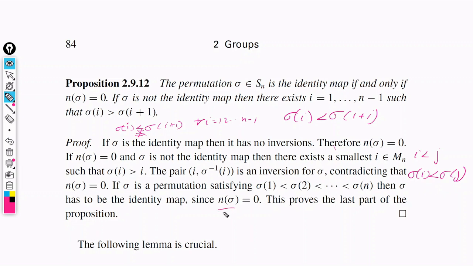That means there is no inversion in this sigma, so n(sigma) equals 0. We have already shown that if n(sigma) equals 0, then sigma is an identity map. But in the second part, we assumed that sigma is not an identity map. So that is a contradiction. That means this assumption is wrong. That means there is at least one i such that sigma(i) is greater than sigma(i+1).